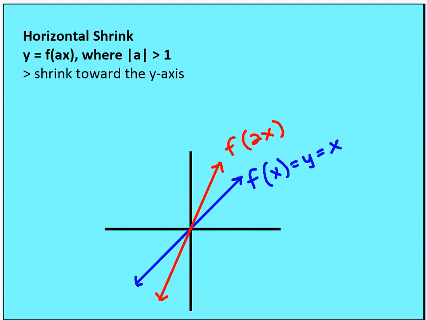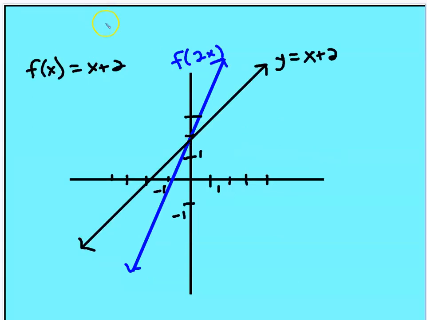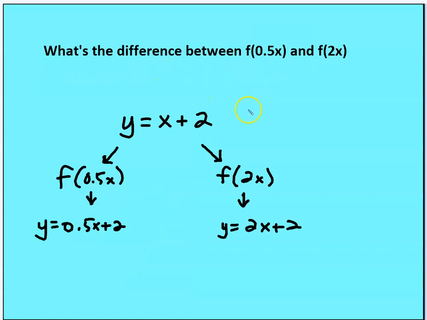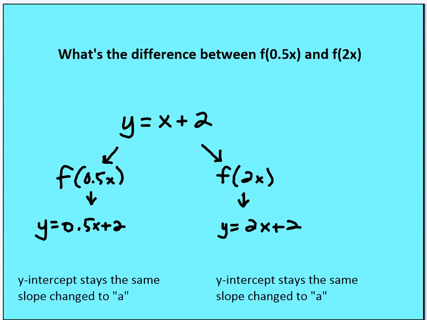a is greater than 1. Similar example, f of 2x. And now I'm going to take 2x, which I should write down again. y is equal to x plus 2. And then f of 2x, and then it, in blue, becomes y is equal to 2x plus 2. All right, so let's take some more examples. Here's x plus 2. All right, so the 2 stays the same. I'm just multiplying the value of the term with x by 1/2. Slope is going to change. Y-intercept stays the same.